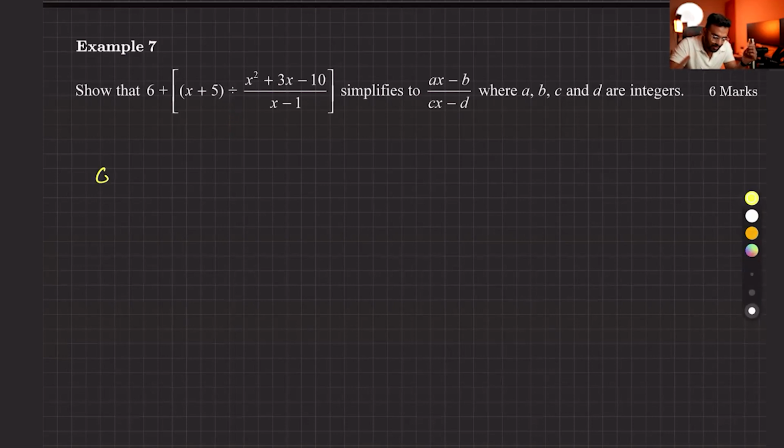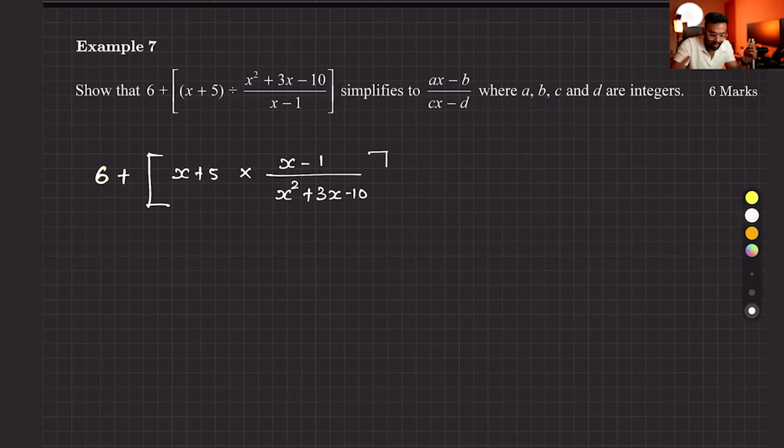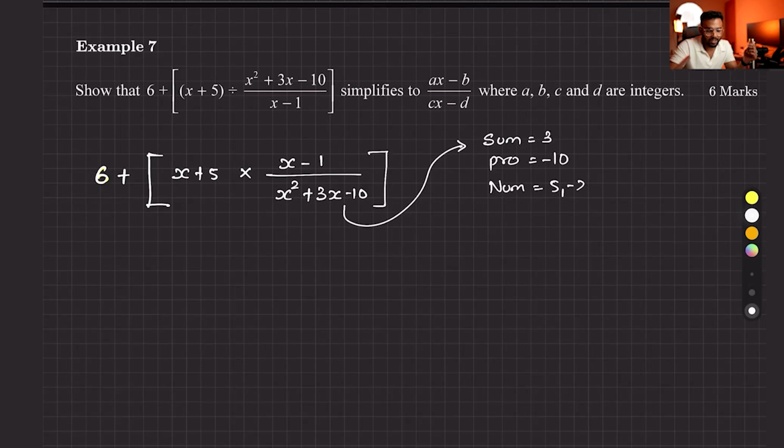So we have 6 plus x plus 5 times x minus 1 divided by x squared plus 3x minus 10. It's not as bad as you think. You just need to factorize this. The sum here is 3, the product is minus 10. What are the numbers, guys? That would be 5 and minus 2, isn't it? So x plus 5, x minus 2. And now just bring it together.